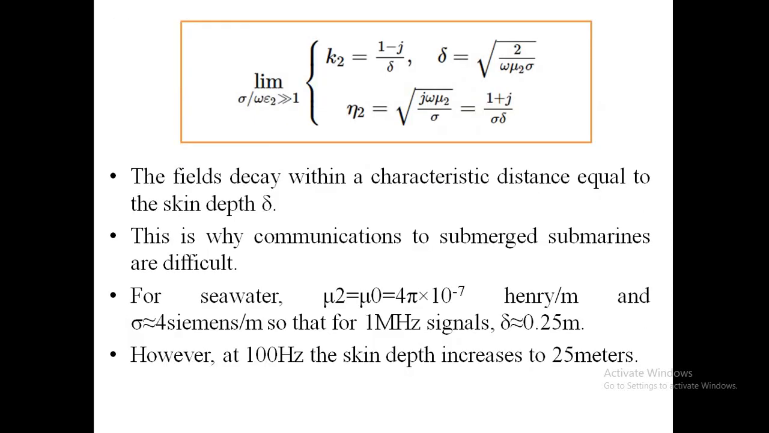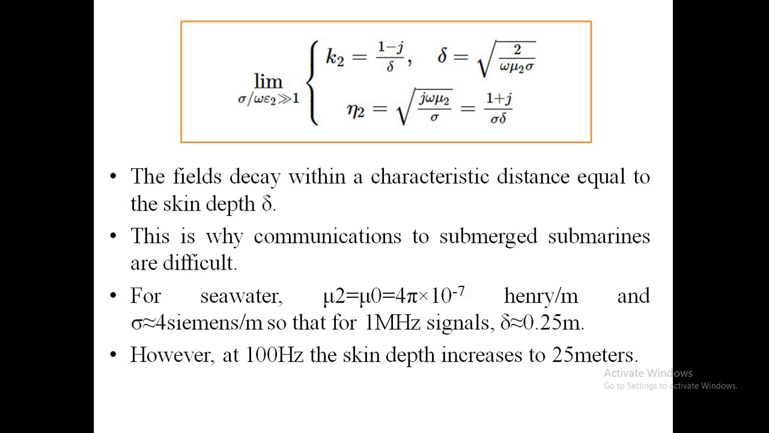So here the wave number and the intrinsic impedance are observed to be complex terms, which have both real and imaginary parts. The fields decay within a characteristic distance called the skin depth, which is given as delta is equal to square root of 2 by omega mu sigma. This is why communications to submerged submarines are difficult.